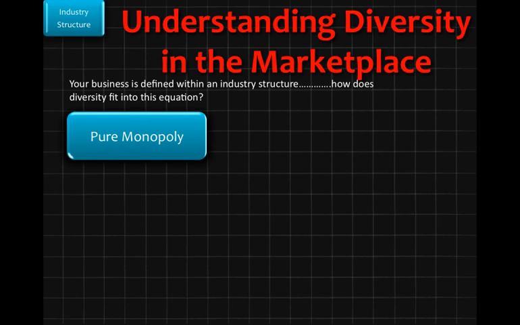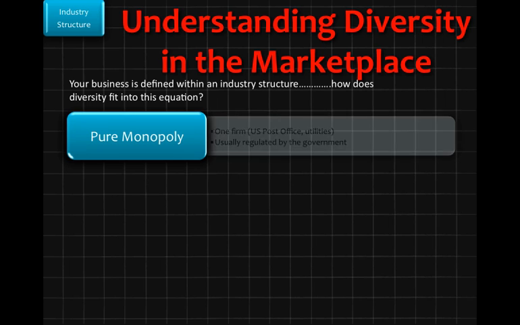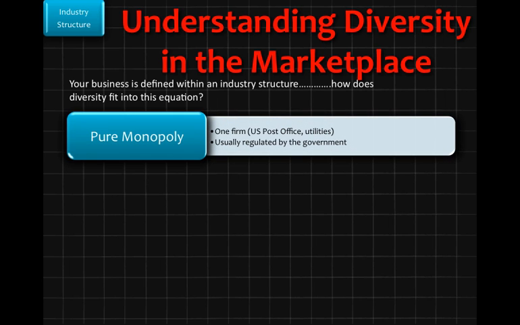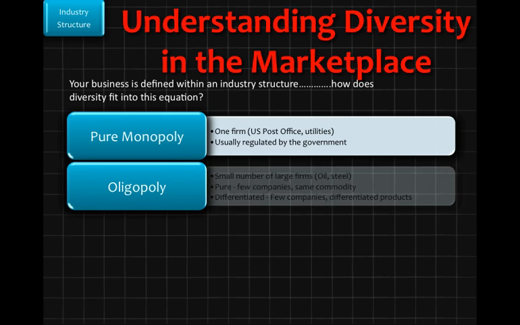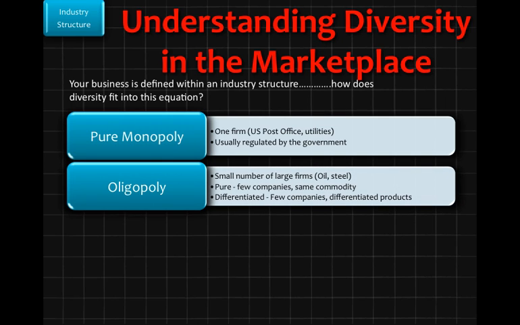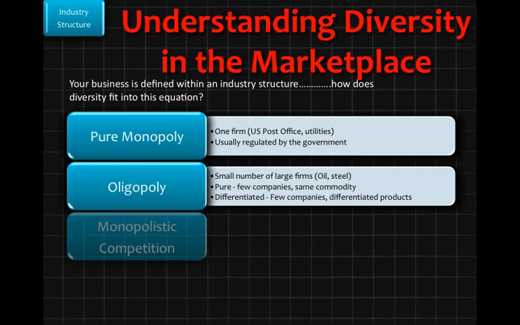So let's look at the industry structure. The structure is really defined by companies and industries even too that are pure monopolies first and foremost. There's about four of these. Pure monopolies, a single firm like the post office, utilities, usually some form of government regulation is involved. An oligopoly then is a small number of firms like oil and steel. These are pure companies, they're similar commodity, and they differentiate themselves slightly by their products, but there are few companies that operate in this area.